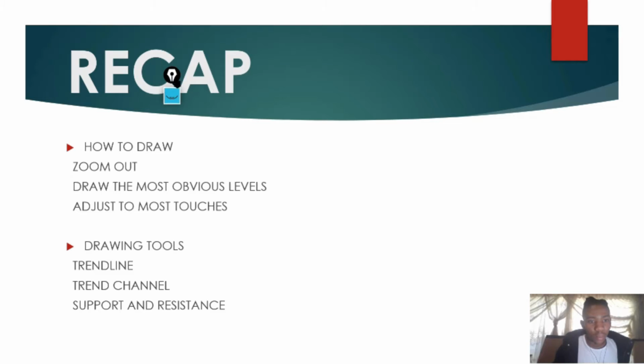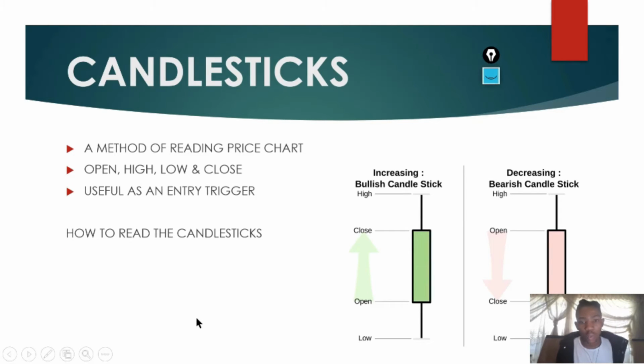So now let's recap the things that we're going to need when you do a technical analysis, which is to first learn how to draw, right? When you draw trend lines, your support, your resistance, your trend channels, you need to first zoom out to see the entire picture. The drawing tools that you're going to use are your trend line, trend channel, support, and resistance. Now what we're going to cover next is candlesticks.